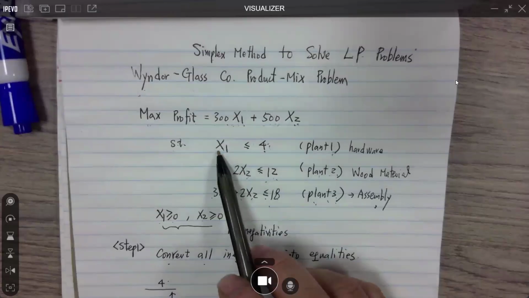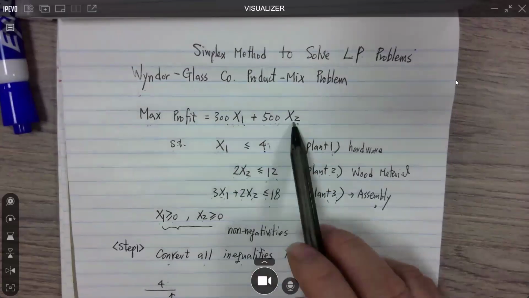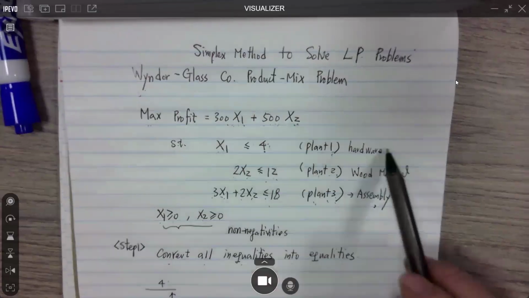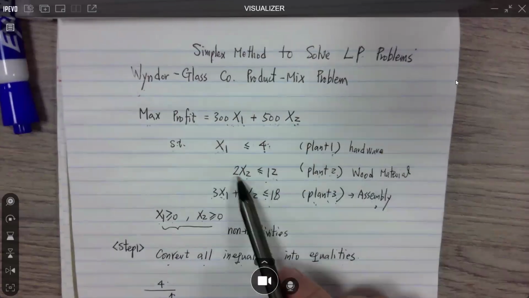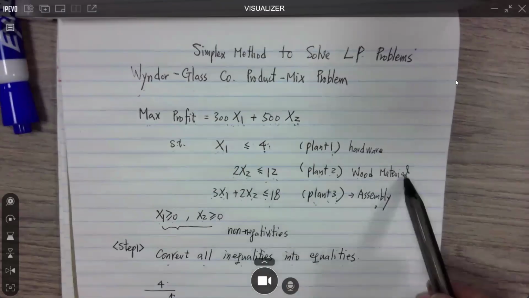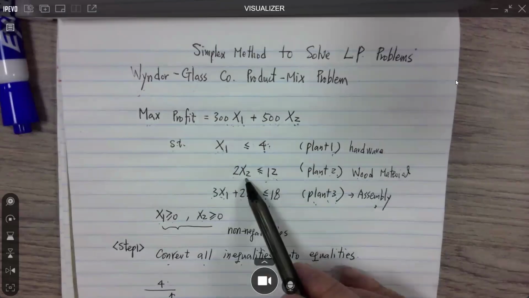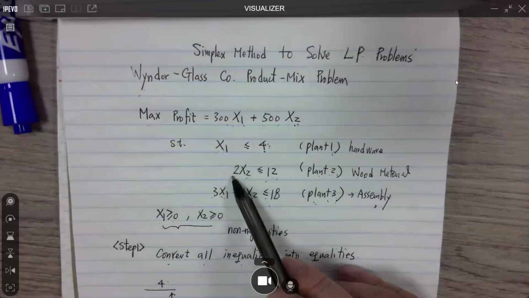X1 is what? New door. New door is aluminum frame, so it needs to go through plane 1. And X2 is what? Wooden frame window. Window is wooden, so it doesn't need to go through plane 1, okay? But X2 needs to go through plane 2 because plane 2 deals with wood material. Plane 2 has 12 hours available. For each new window produced, it requires 2 hours of work in plane 2.